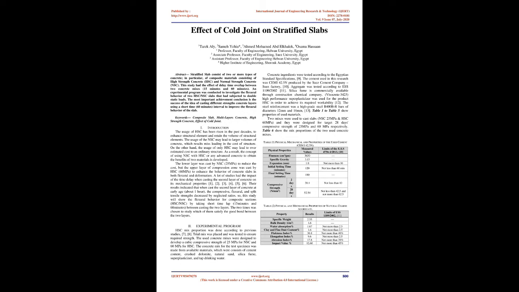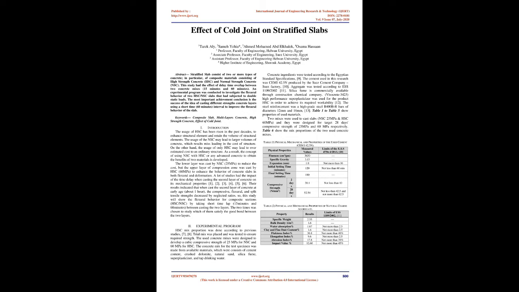2. Experimental program. The HSC mix proportion was done according to previous studies, 7, 8. A trial mix was placed and tested to ensure the required strength. The concrete mixes used were designed to develop a cubic compressive strength of 25 MPa for NSC and 60 MPa for HSC. The concrete mix for the test specimens was made from available materials, which consist of cement, crushed dolomite, natural sand, silica fume, superplasticizer, and tap drinking water. Concrete ingredients were tested according to the Egyptian standard specifications.